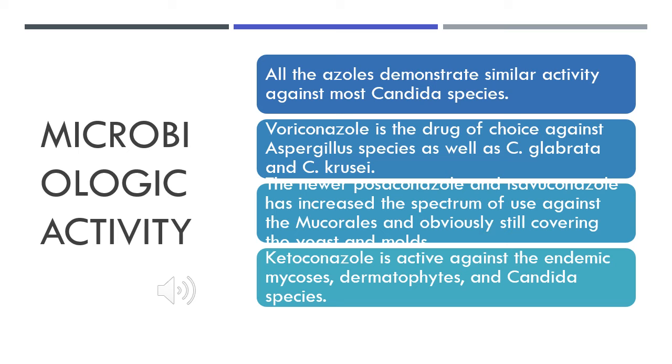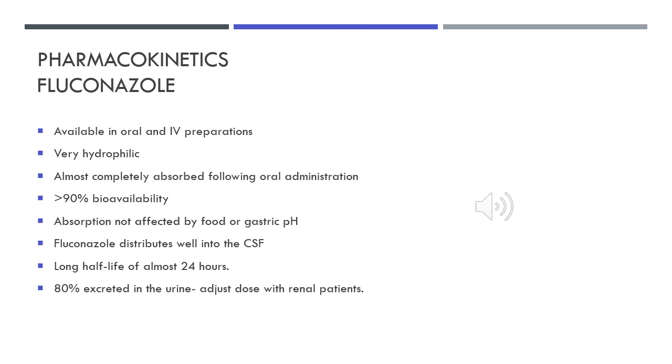So let's take a minute and talk further about pharmacokinetics. What we're going to talk about here is the pharmacokinetics of each of the drugs, excluding amphotericin B. And let's start with fluconazole. So it's available in oral and IV preparations. It's very hydrophilic, almost completely absorbed following oral administration with greater than 90% bioavailability. Absorption is not affected by food or gastric pH. Fluconazole distributes well into the cerebrospinal fluid.